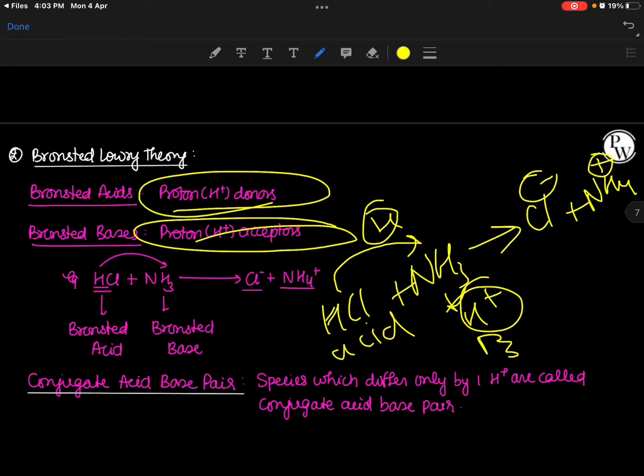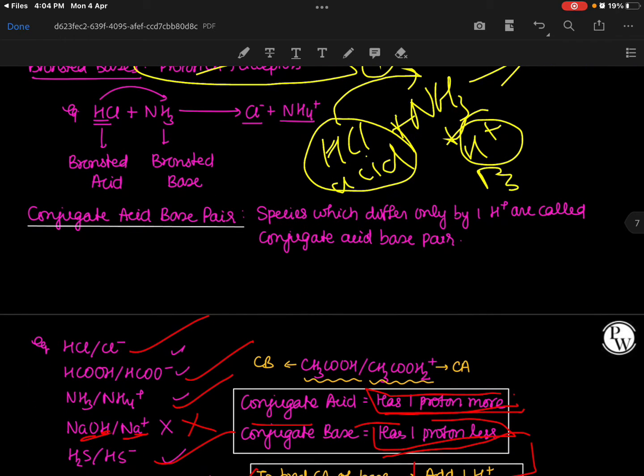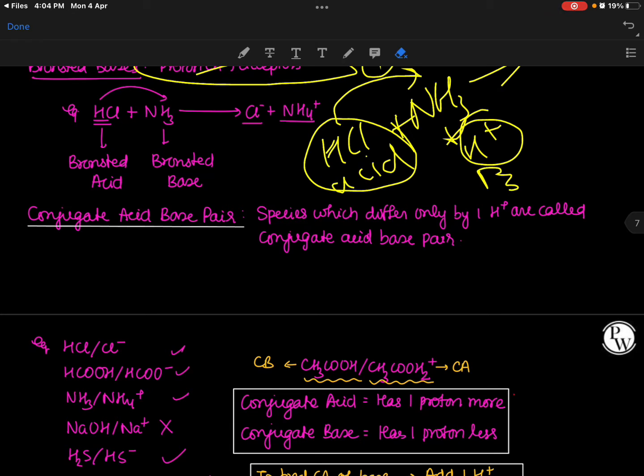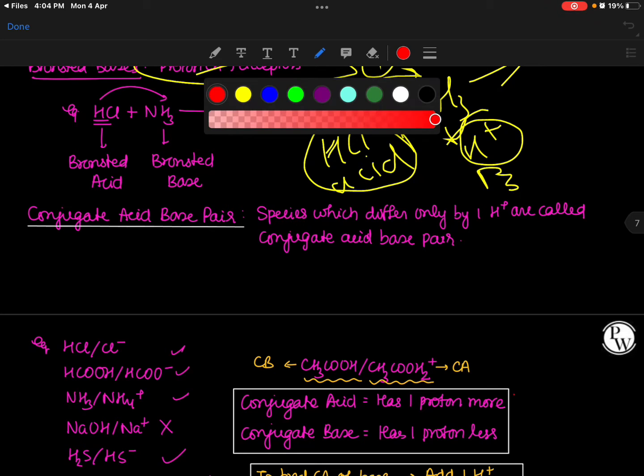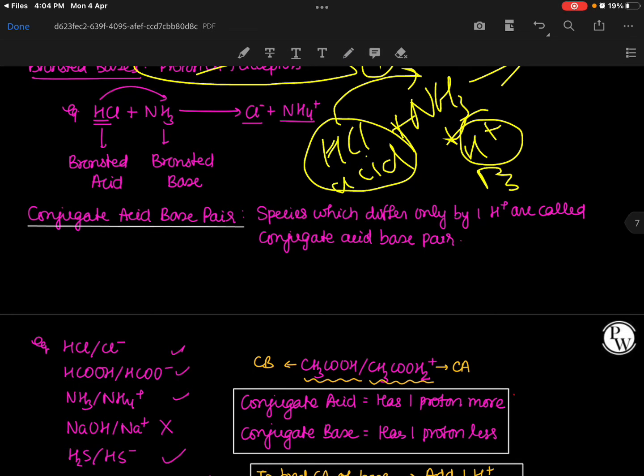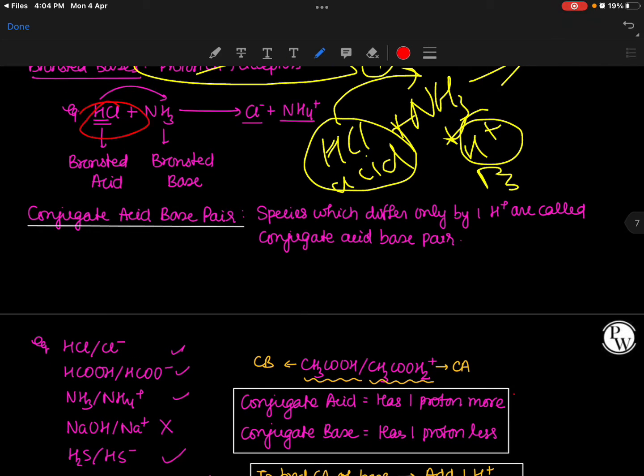Now we will study conjugate acid base pairs. Species which differ by only one hydrogen are called conjugate acid base pairs. If we look at HCl and Cl minus, there is only a difference of one H plus, that's why it is called a conjugate acid base pair. Look at some examples below.